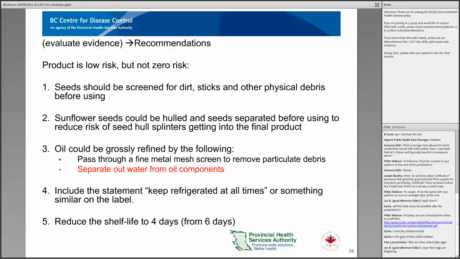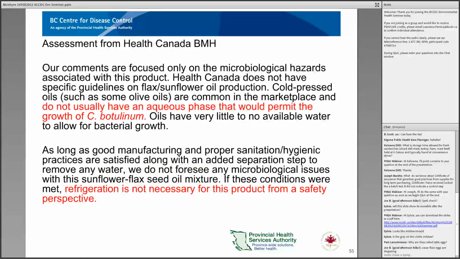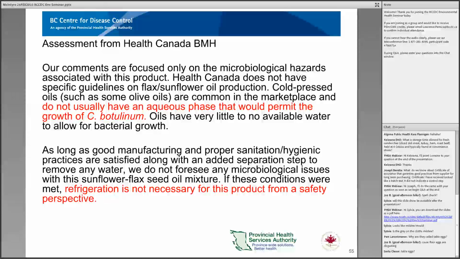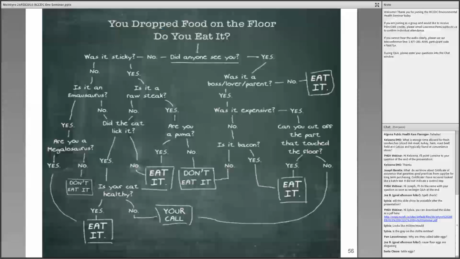So was that good advice or not? I wasn't sure, so I actually sent this to the Bureau of Microbial Hazards for an assessment, and their comments were kind of in line with ours. They said that most oils don't have an aqueous phase that would permit the growth of C. botulism, so as long as that's removed, it's a much safer product. And in fact, they felt that the refrigeration was not necessary from a safety perspective. So without knowing exactly what happened, I think our advice was generally okay. You can tell me what you think.